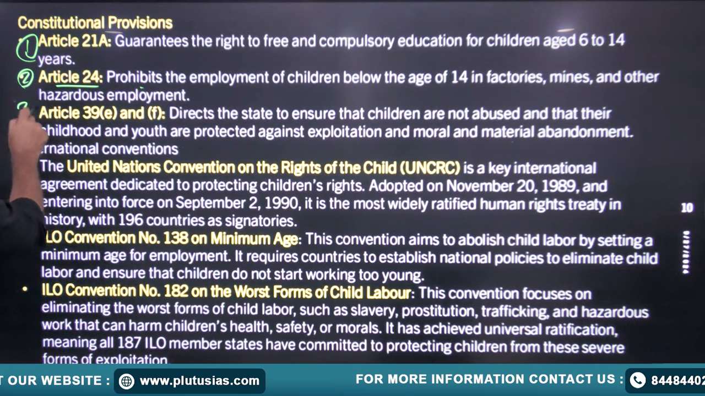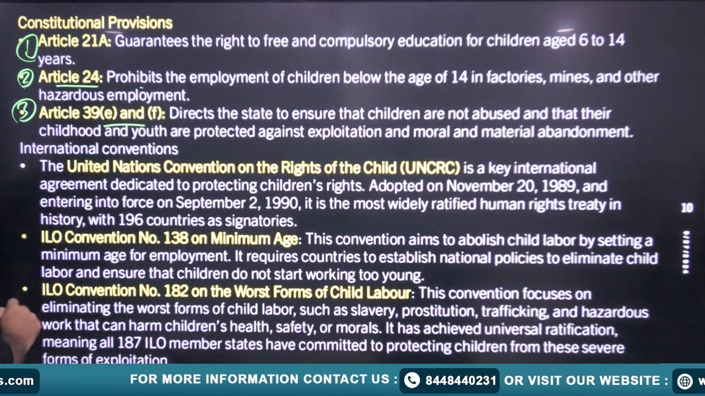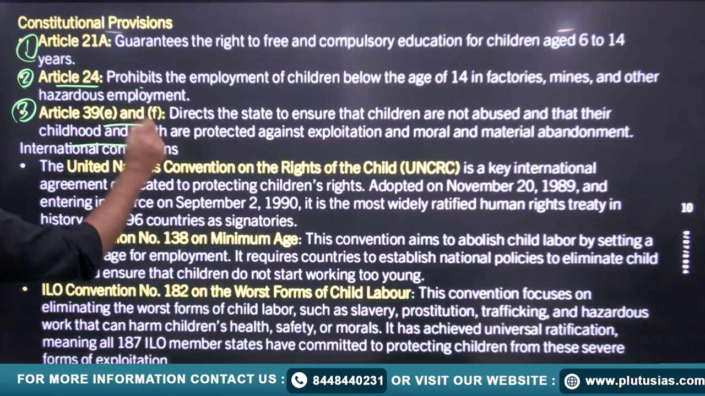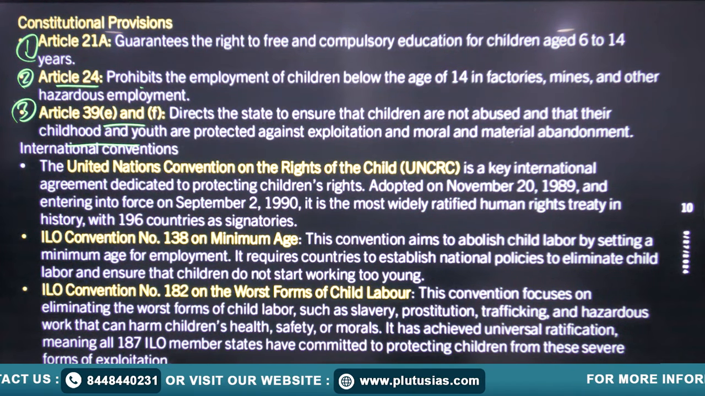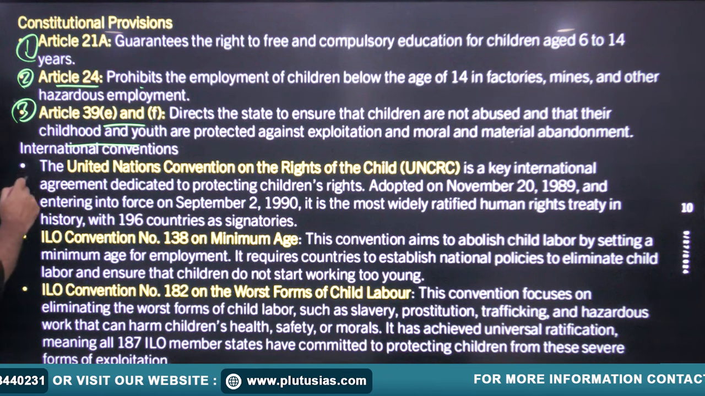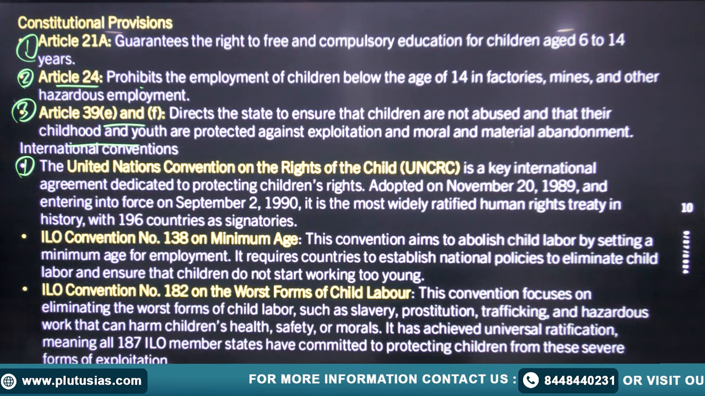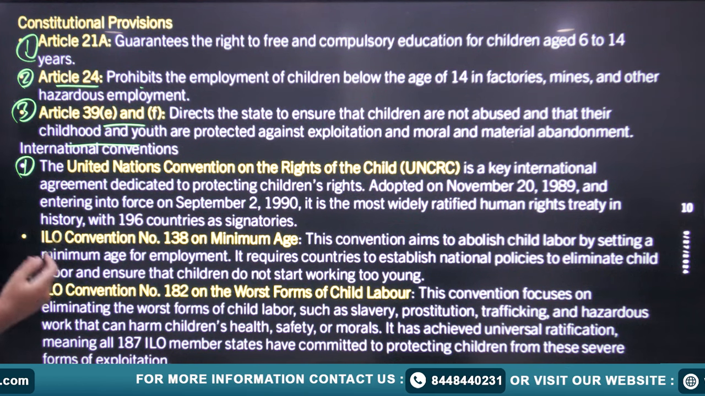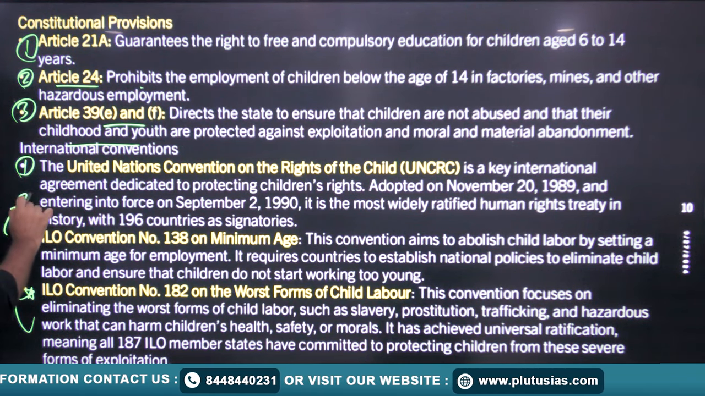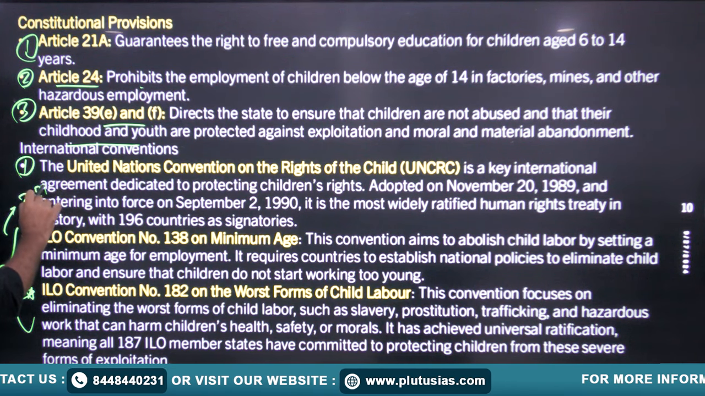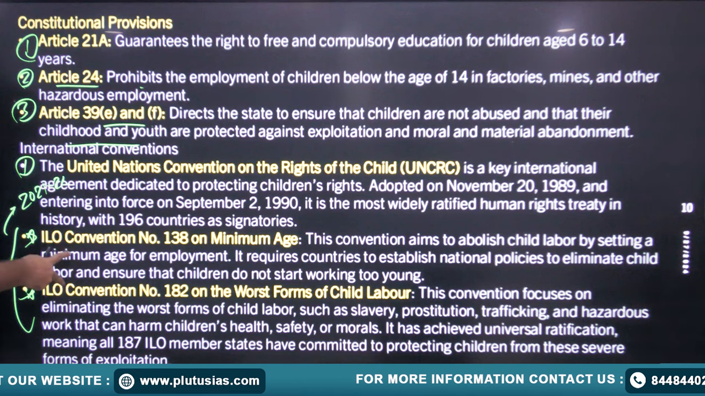Second, third, 39E and F direct the state to ensure the children are not abused and their childhood and youth are protected against the exploitation and moral and material abandonment. Apart from that, they have international convention and this particular convention is signed by India. And interestingly, this one was asked by UPSC in 2022, I guess, 21 or 22. Directly, these two questions were asked.